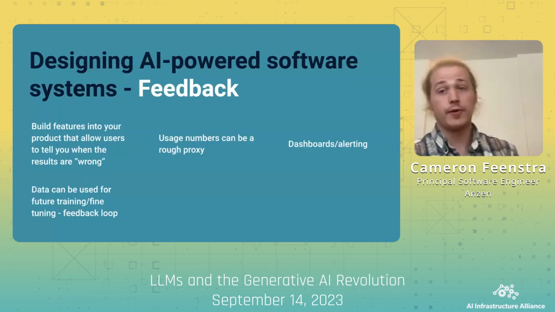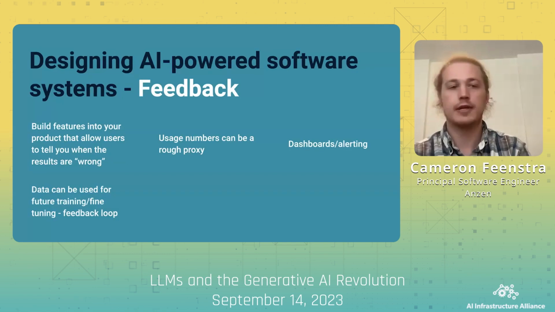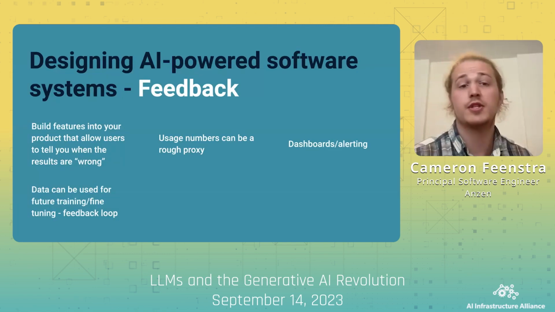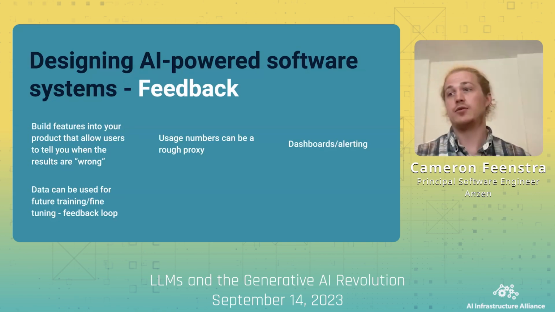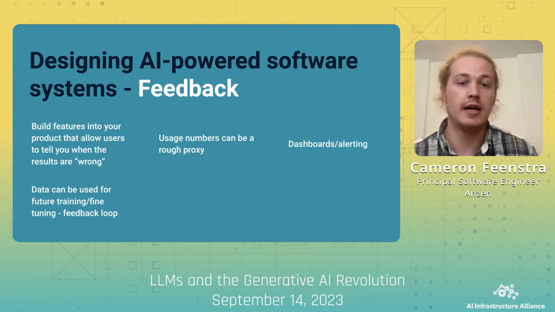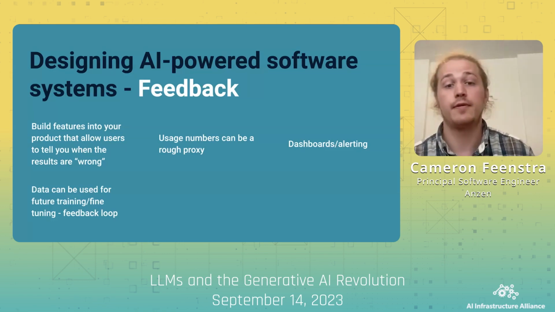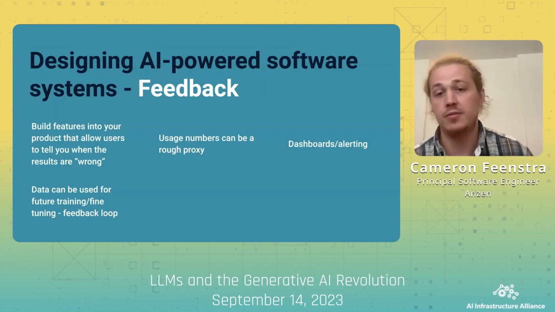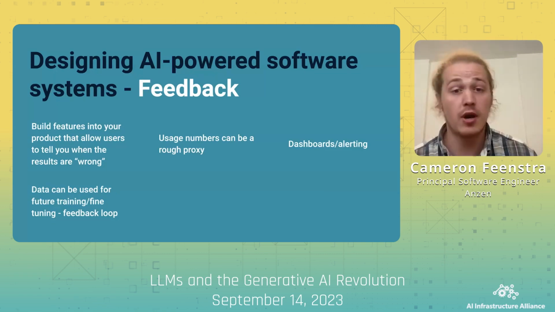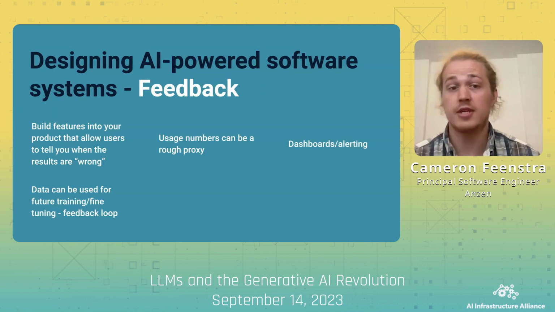So the first really important feature that you want to include when you're building an AI-powered software system is some sort of feedback mechanism. And going back to one of my earlier slides, especially if you're using third-party models like ChatGPT or one of Anthropic's models, the behavior can change over time.